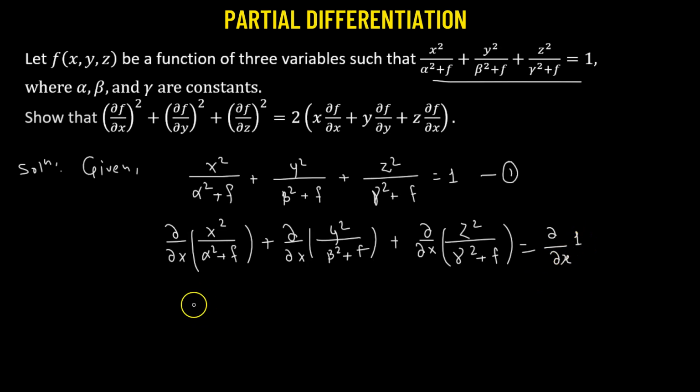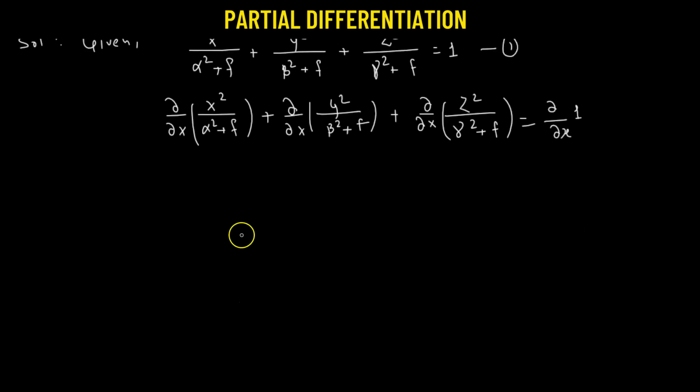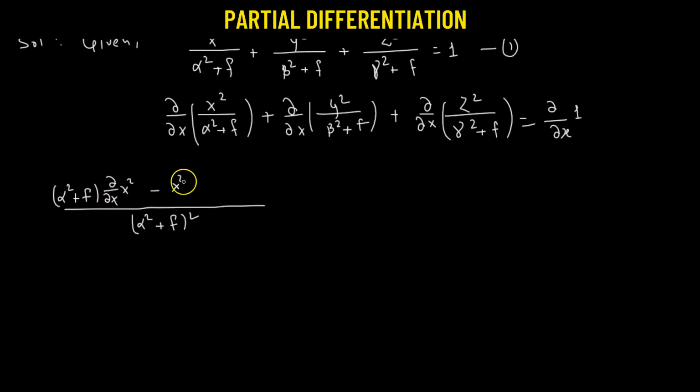Now we'll have to use the quotient rule to find the partial derivative of each of the terms on the left hand side. So let's begin. For the first term, we have in the denominator alpha squared plus the function f, squared. In the numerator, we have alpha squared plus f multiplied by partial with respect to x of x squared, minus x squared times partial with respect to x of alpha squared plus f. So this is the first term.